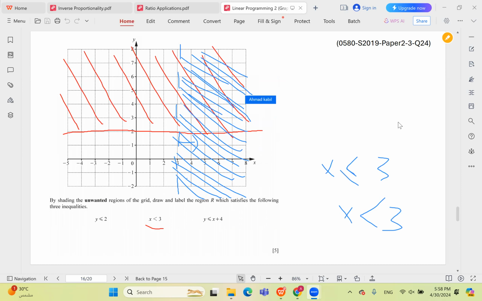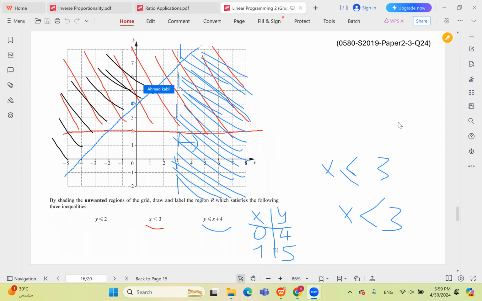Finally, we have y less than or equal to x plus 4. So let's take two points on this line. Let's use a table, x, y. So either x is 0 or 1. In this case, y is 4. In this case, y is 5. So from (0, 4) to (1, 5), you draw a line and you extend it, of course. It will look something like this. And we want to be below this line, so let's shade everything above this line. So therefore, our final region is going to be this region here.